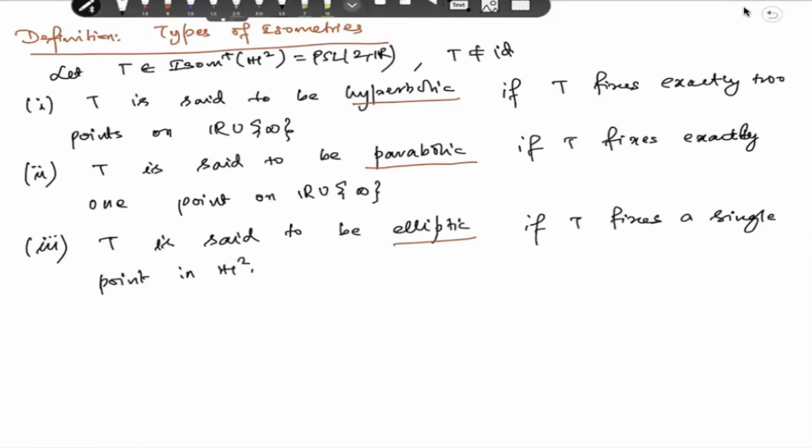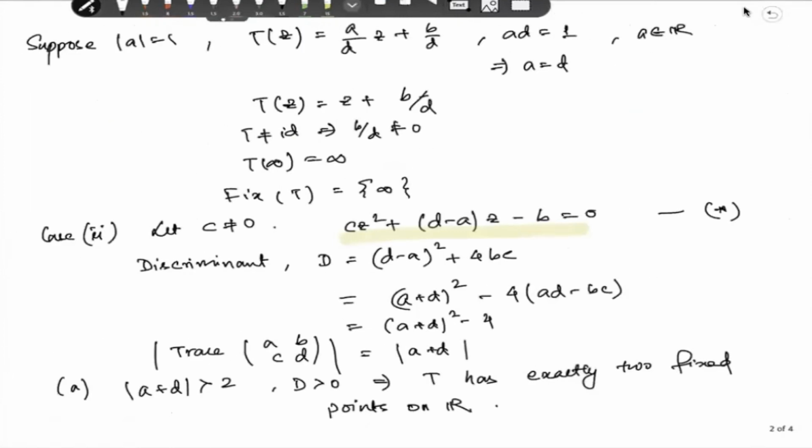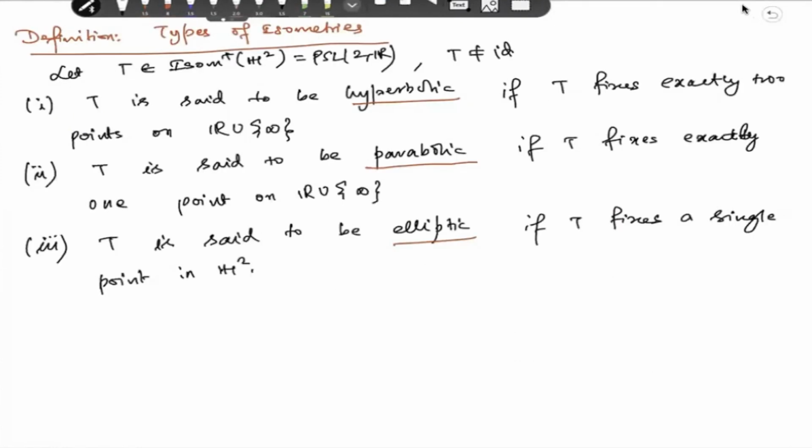So observe that T is hyperbolic, from the previous thing, if the mod of the trace of the matrix is greater than 2, and T is parabolic if and only if the mod of the trace of the matrix is equal to 2, and T is elliptic if the mod of the trace of the matrix is less than 2. So next we'll learn about the axis of a hyperbolic isometry.